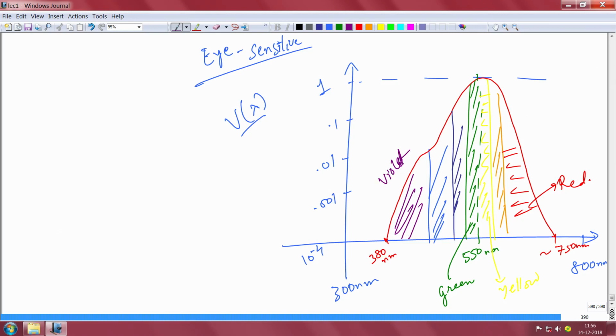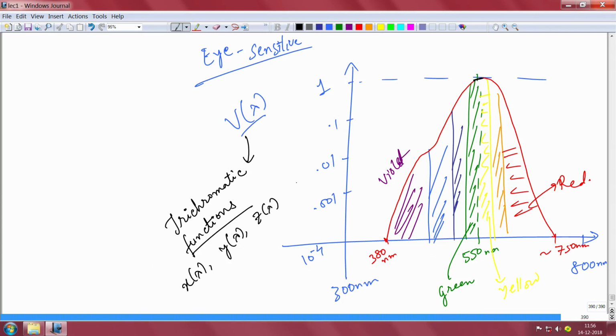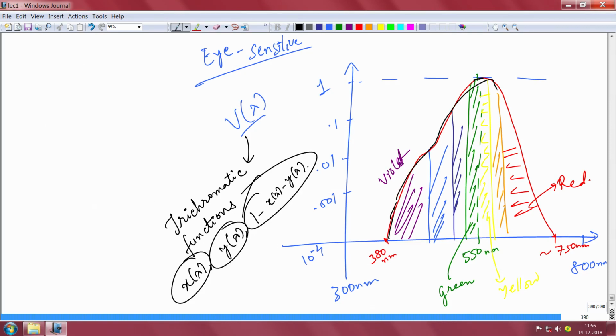It is a very quantitative thing, and this is how the human eye responds. The peak is around 550 nanometer, green, and this eye sensitivity function can be approximated by three polynomials. That is why it is called trichromatic, because of RGB, red, green, blue. Three color matching functions can be used to mimic human eye vision. You can use three functions, x of lambda, y of lambda, and z of lambda, and their total summation has to be 1. So z of lambda is 1 minus x of lambda minus y of lambda. These three functions can mimic the eye sensitivity function.